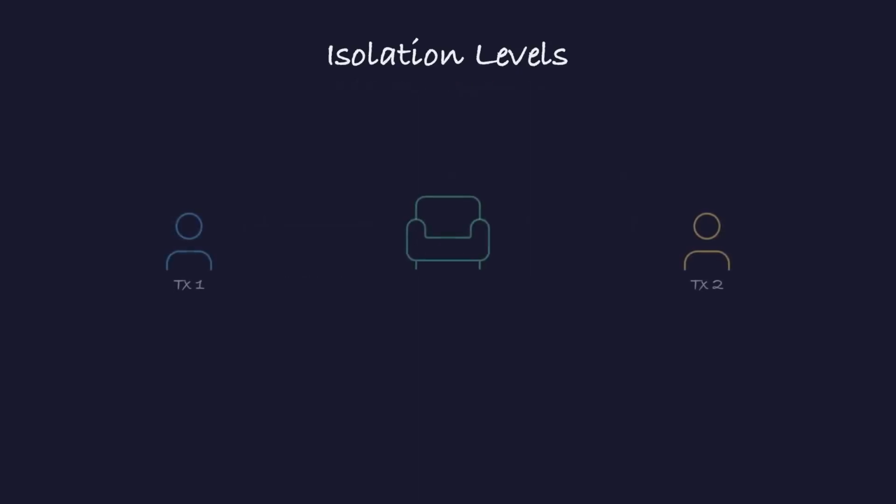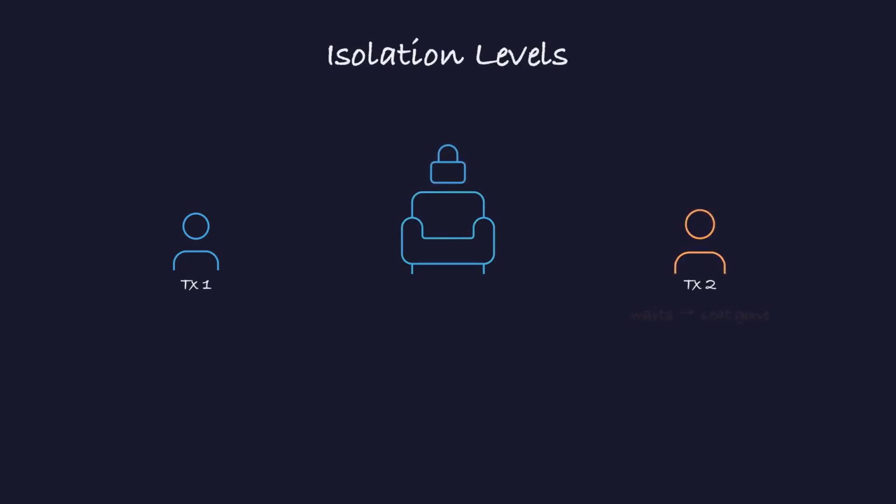Back to our airline seat, isolation is what stops 2 users booking it. The first transaction locks it, the second waits, then finds it gone.